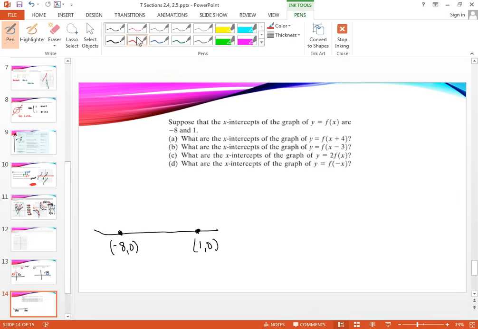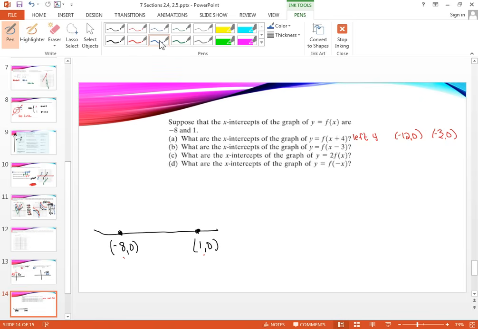It should say move it left 4. It's inside the operation. So take both of those 2 points. If you pick up this point and you move it to the left 4, where does it end up? If you take this point and you move it to the left 4, where does it end up? So -8 minus 4 is -12, and 1 minus 4 is -3. So if I pick those points up and move them to the left 4, they're going to end up at (-12, 0) and (-3, 0).